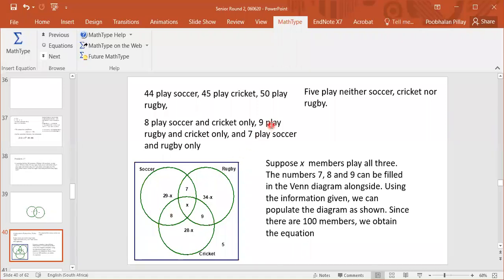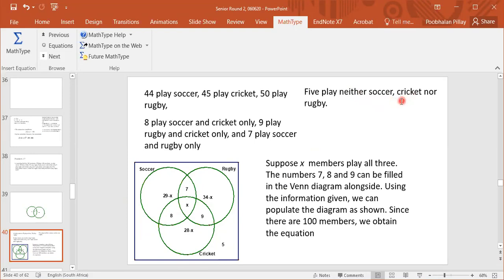Then you've got 9 play rugby and cricket only. So you got 9 here, like the previous case. And 7 play soccer and rugby only. Soccer, rugby, 7 here. So you can get the numbers 7, 8, and 9. That's the only information you've got. And of course, you've got how many people play soccer and how many people play cricket and how many play rugby, right? Then they say 5 play neither soccer, cricket, nor rugby.